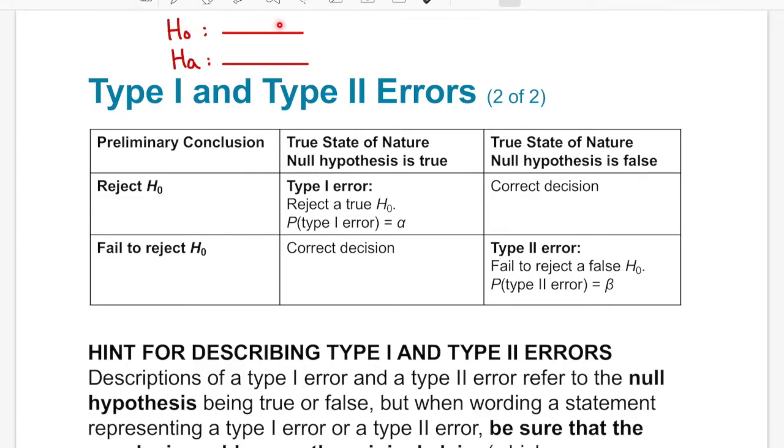If you fail to reject H0, that means you think H0 is correct. You think HA is not correct. So if H0 is correct, you make the correct decision. If H0 is not correct, then you make a type 2 error. So when you fail to reject H0, if H0 is correct, you make the correct decision. If H0 is not correct, then you make a type 2 error.